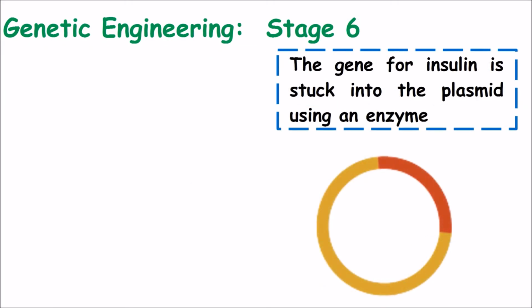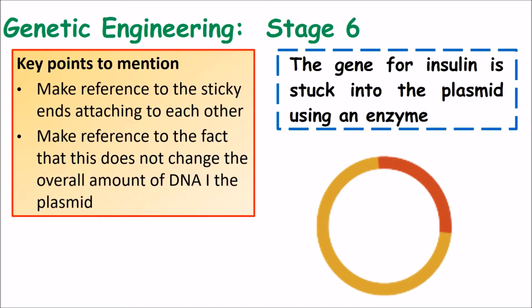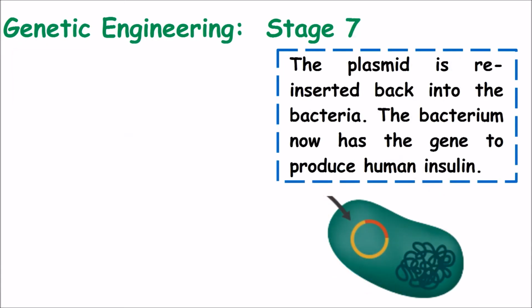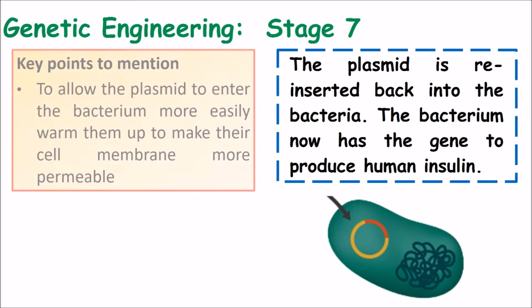The gene for insulin is then stuck into the plasmid using a different enzyme. Again, make reference to the fact that the sticky ends are connecting to each other. The plasmid is then reinserted back into the bacteria, so now the bacteria has the gene for producing human insulin.